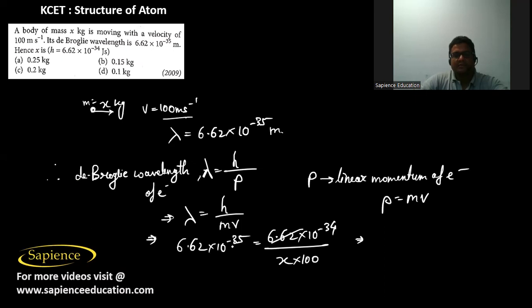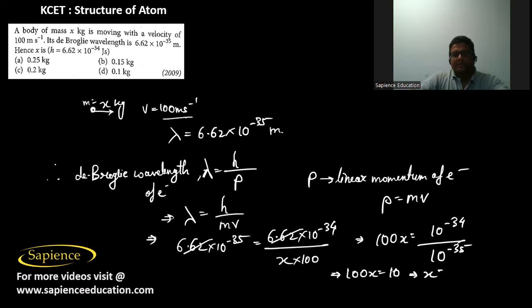Therefore 6.62 will cancel out, then I will get 100x equals 10 power minus 34 divided by 10 power minus 35. So this will be equal to 10. So 100x equals 10, so x equals 10 by 100, that is 0.1 kg. So option D is the correct answer.